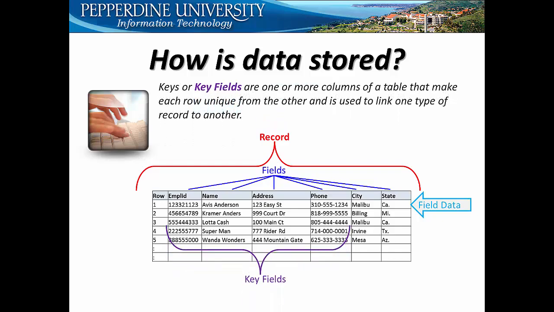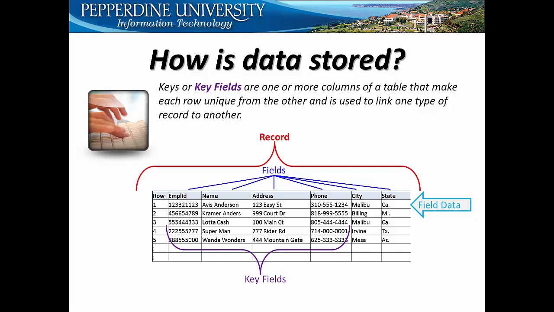Additionally, key fields are one or more columns or fields that help define what a unique row is in the record that links one type of record to another. In this example, fields like employee ID, name, and so on contain unique information, whereas city and state are not unique.